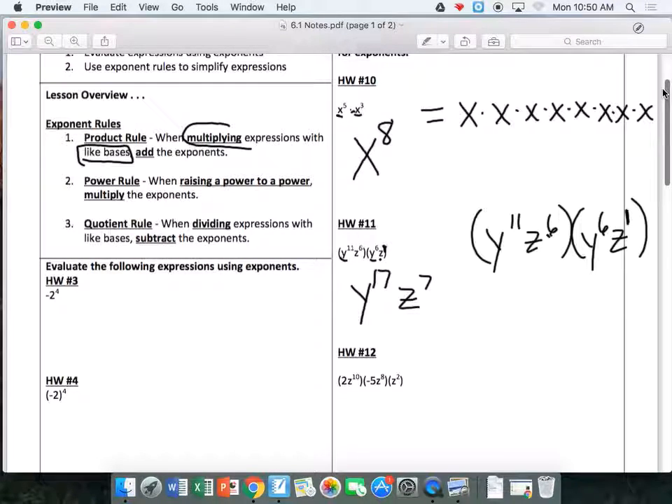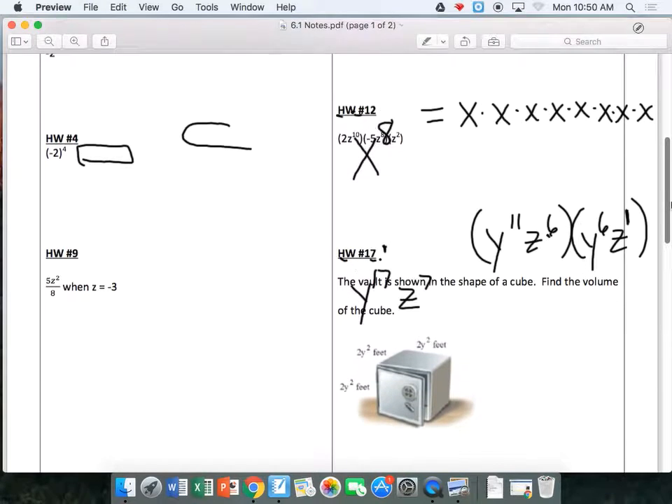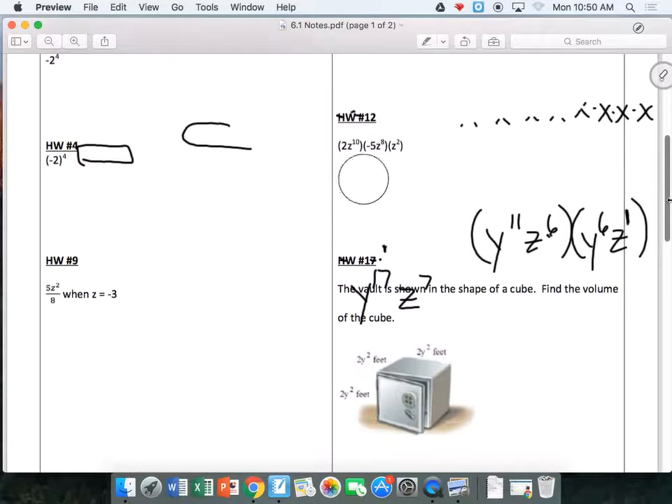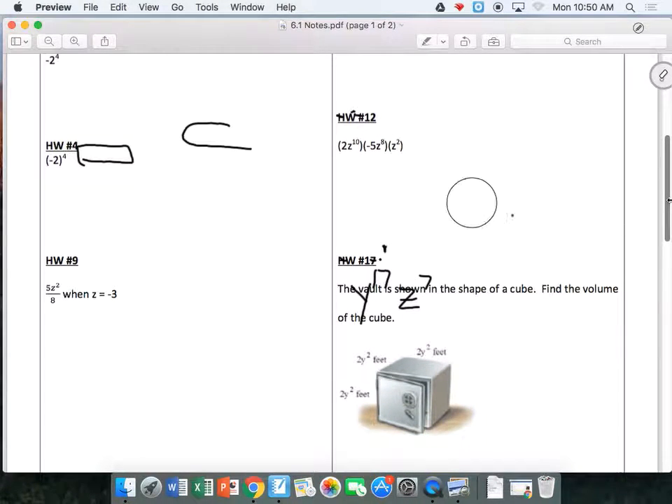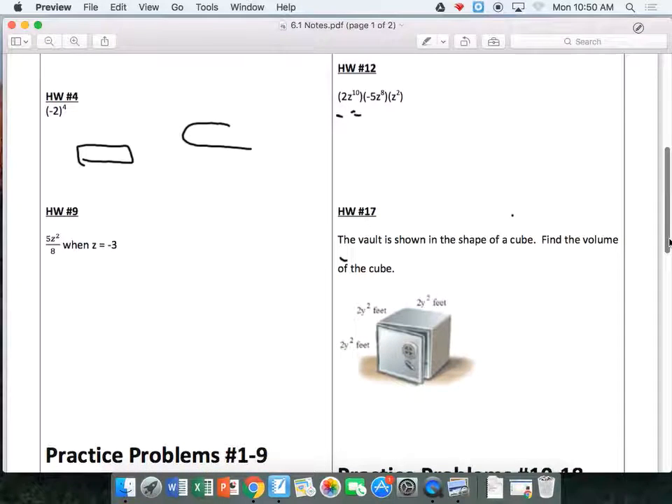This is still the product rule, so we're still going to be adding exponents. Oh, look at all that writing. Okay? Why doesn't it just stick to the page above? She's writing on top of the page. All right, here we go. Because I got a snake in my boot. Now, guys, again, you're taking your homework time.